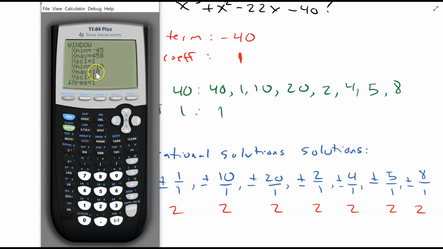Okay. The y min and y max don't really matter. You just need to make sure the y min is negative and the y max is positive, because we have to be able to see the x-axis, right? If both of them were negative or both positive, you wouldn't be able to see the x-axis, and then you can't find the x-intercepts. Okay, so I'm going to hit graph now. Okay, so there's my graph. I see 3 x-intercepts happened, but I can't really read where they're at because I'm zoomed way too far out.